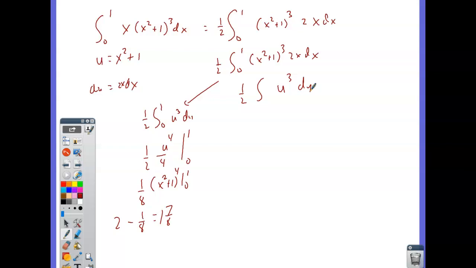Except, this 0 and this 1 refer to what? Mr. Hamby? Bounds in terms of what variable? X. That's not right. This is not right because this is in terms of u. So I must switch to in terms of u. How do I switch to it in terms of u? Well, when x is 0, what is u? 1. And when x is 1, what is u?